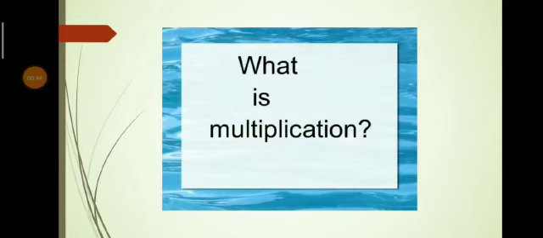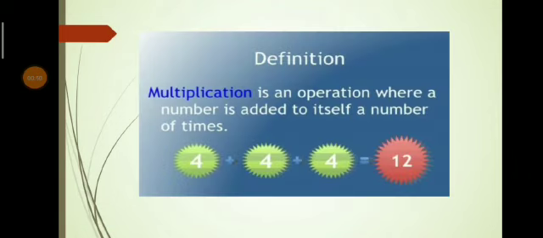First of all, we must know what is multiplication. Students, multiplication is one of the four basic operations of arithmetic. Multiplication is an operation where a number is added to itself a number of times. For example, 4 plus 4 plus 4 is equals to 12. By this, we understood that the number 4 is added repeatedly for 3 times.